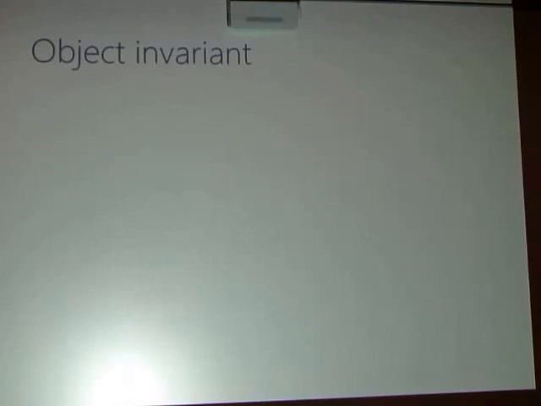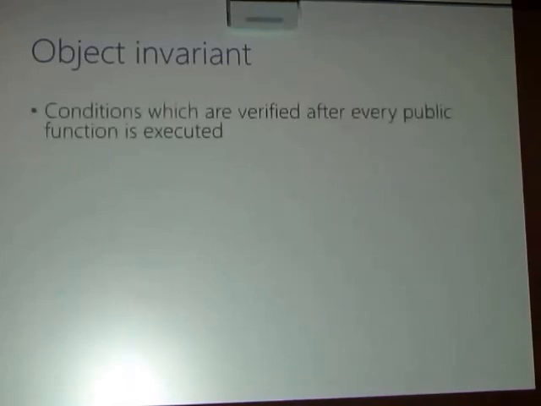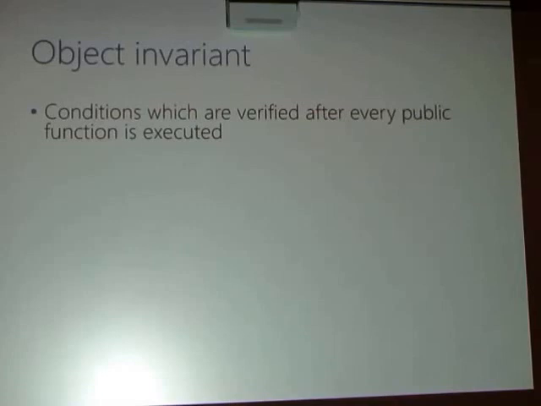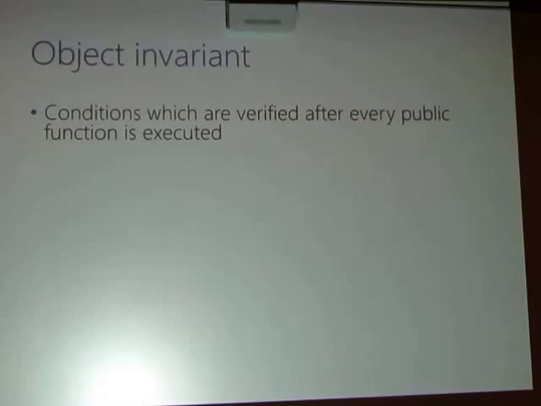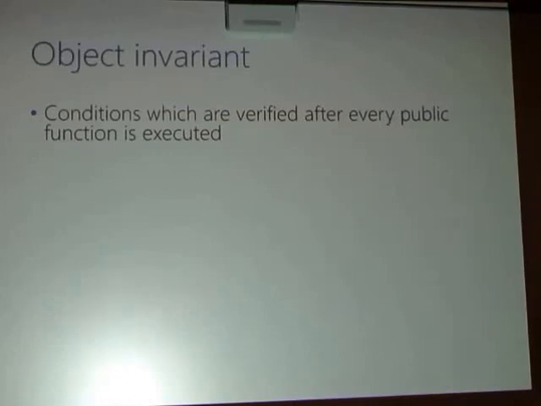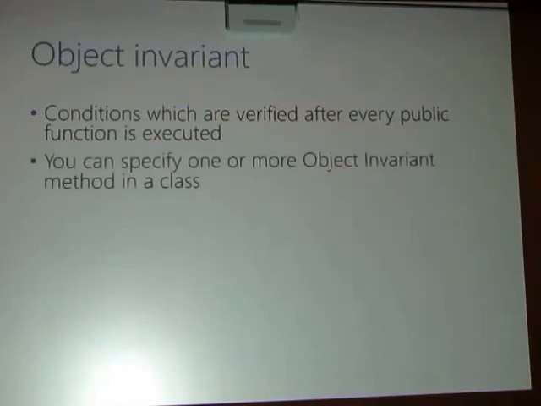So first, we will talk about object invariance. You can define some condition or some function which will be executed every time after your public function calls. In our case, for example, we have this increase salary. Every time the user calls increase salary, after that our new invariant function will be called to do some checks, some verification of the state of the object. You can define one object invariant, you can define many of them, and all of them will be called for all your public functions.